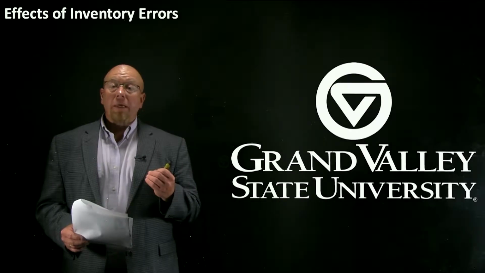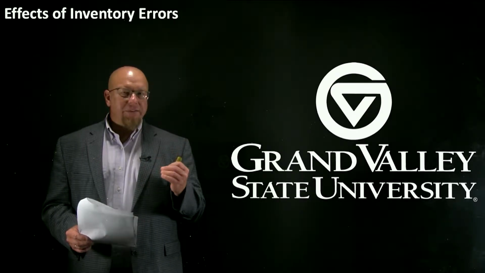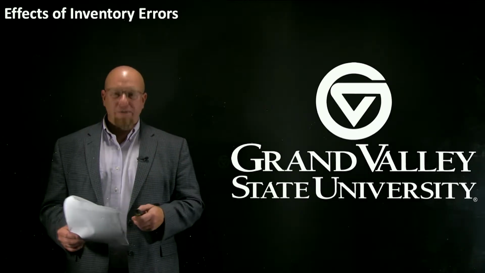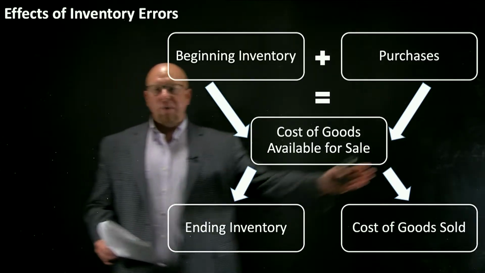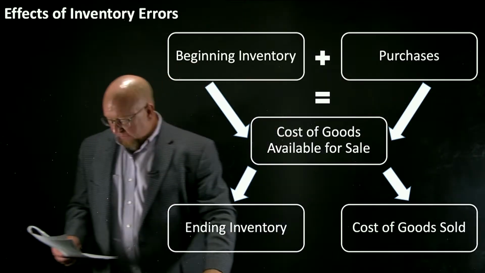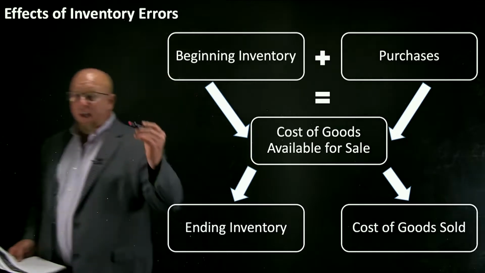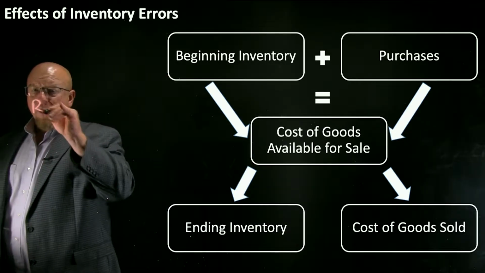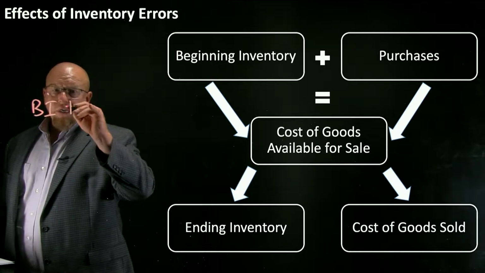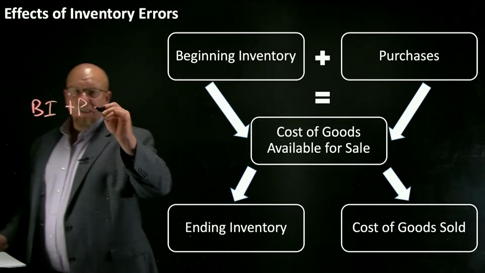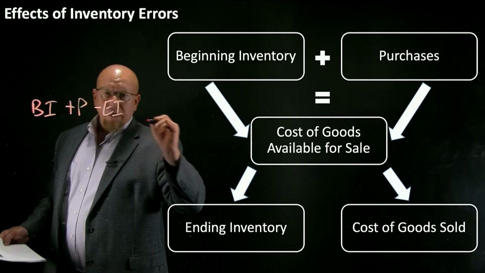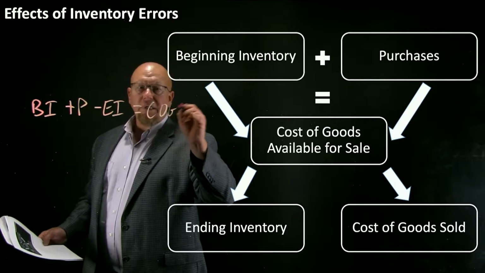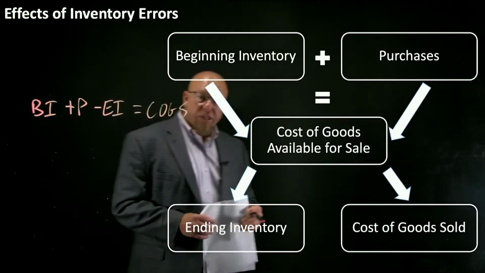I'd like to take a moment and explore what happens if we make an error when we're measuring our inventory. Now, recall this relationship here. If you'd like to do it in equation form, that's fine. If you're a more visual learner, that's also fine. But you really need to have this equation committed to memory. Not only for this class, but this is going to bleed over into your study of managerial accounting.